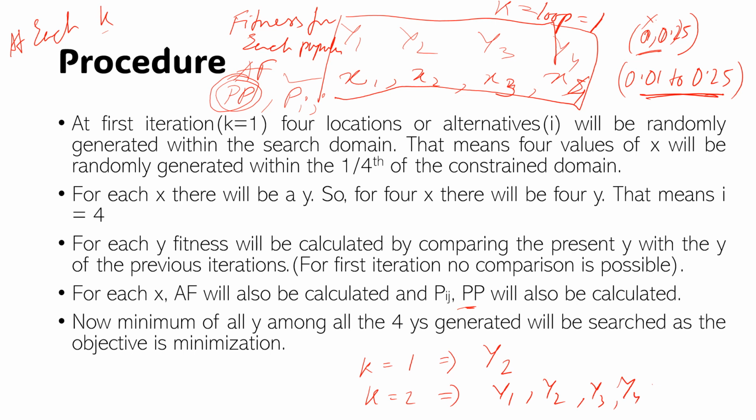So from here also there will be some y which will be minimum. Then compare this and this. If this is minimum compared to this, go with this one. If this is minimum compared to this, then go with this one. But if the y at k equal to 1 is minimum compared to the y at k equal to 2, then go with y at k equal to 1. But if that is not the case, go with the new y for the next k. Correct? Okay.